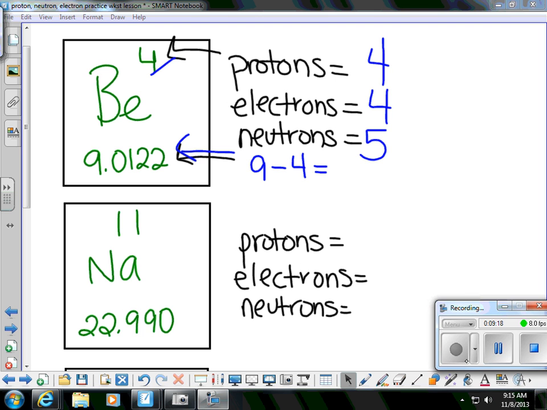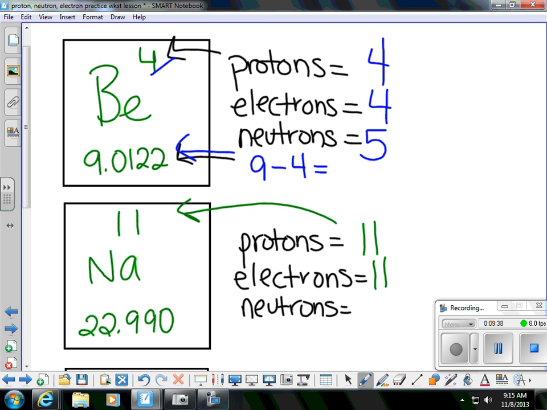All right, let's do sodium, Na. So we have how many protons? 11. We got that because we looked at the atomic number. Electrons is 11 because we know protons and electrons equal each other. Neutrons, we took the atomic mass and rounded it to what? 23. We subtracted 11 because that's the atomic number. And it gives us 12 neutrons. Excellent. Let's move on to the next two.